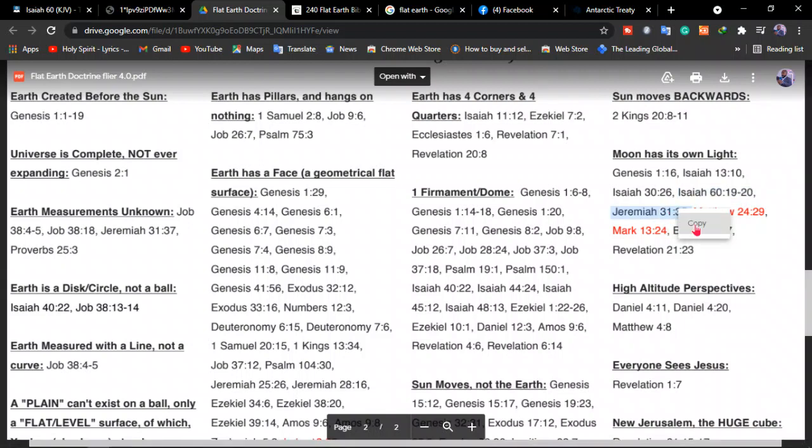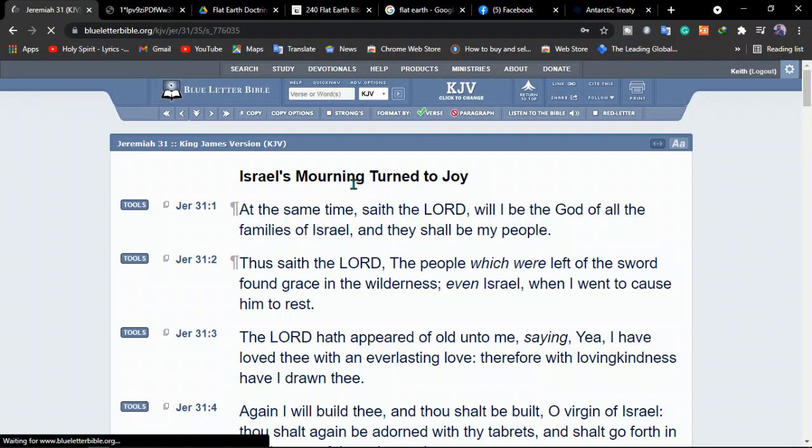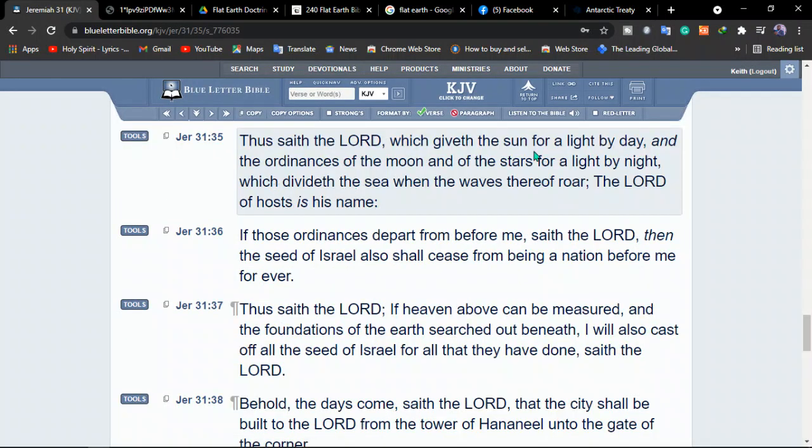Okay, Jeremiah 31:35. Thus says the Lord, which giveth the sun for a light by day, and the ordinances of the moon and the stars for a light by night, which divideth the sea when the waves thereof roar. The Lord of hosts is his name. Making some sense? The sun for a light by day, and the ordinances of the moon and the stars for a light by night. You see, the moon, light by night.